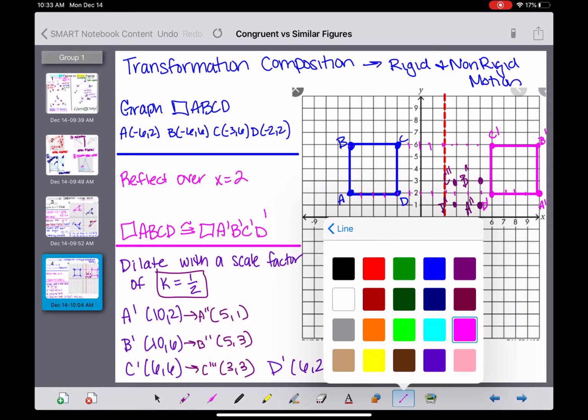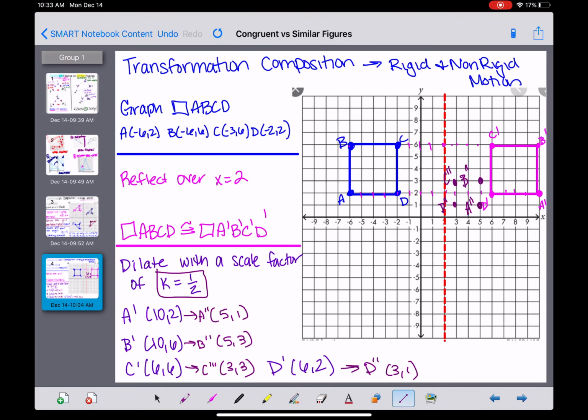And I have a similar square because it is a smaller version. Therefore, it is similar, not congruent, to square A prime, B prime, C prime, D prime.